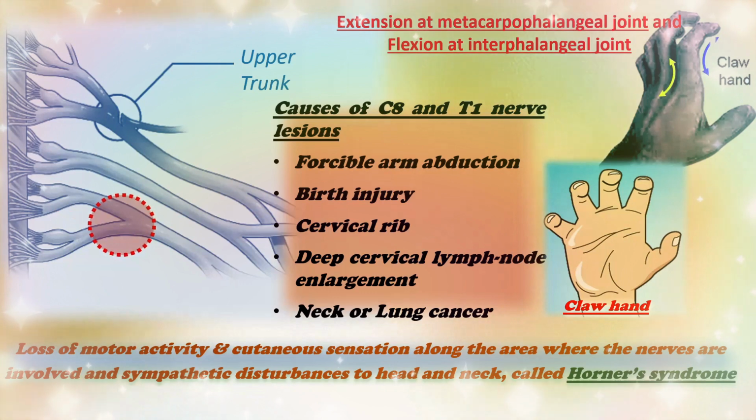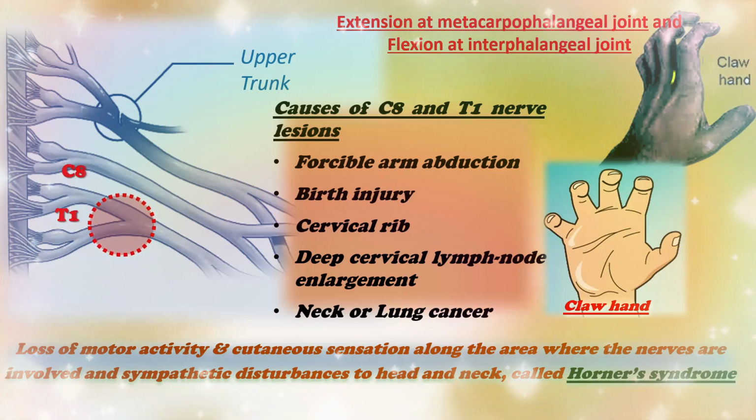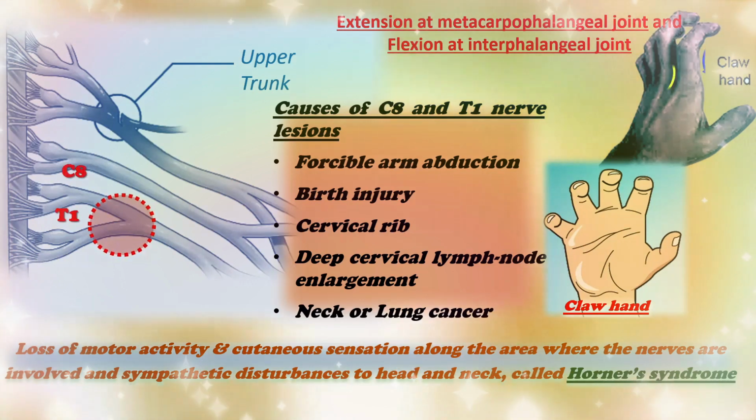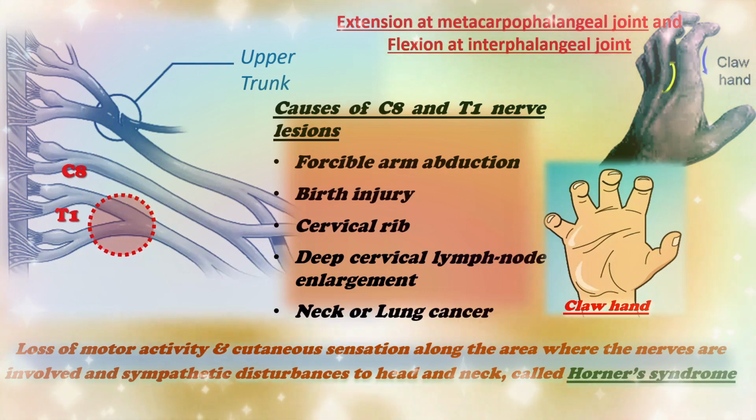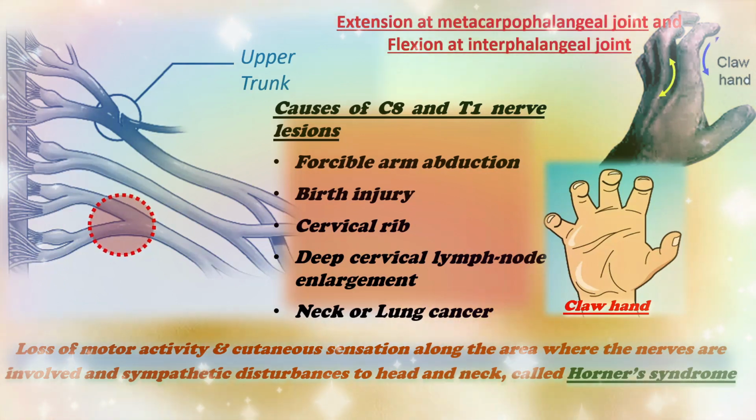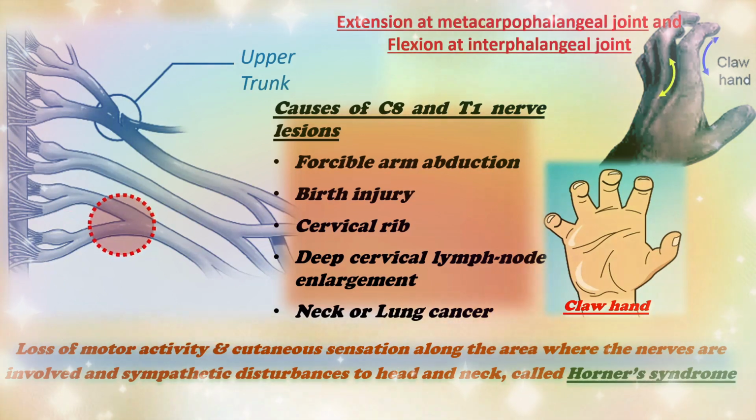and 2 fingers. Furthermore, the sympathetic nerves that innervate the head and neck are carried by the T1 segment of the spinal cord. As a result of the T1 lesion, the head and neck experience sympathetic changes, which lead to Horner's syndrome.